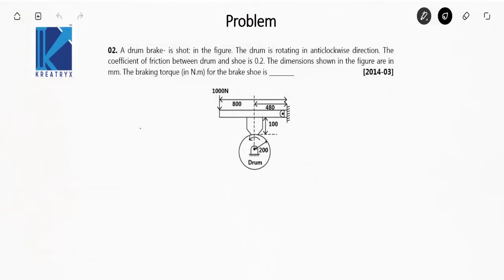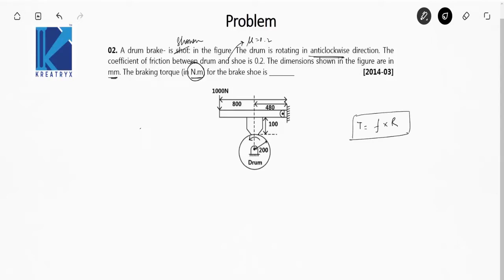A drum brake is shown in the figure. The drum is rotating in anti-clockwise direction. The coefficient of friction between drum and shoe is 0.2, that is mu is 0.2, and the dimensions are given in the figure, and they are in mm. The braking torque in Newton meter. Take care of the units, you have to find the braking torque in Newton meter for the brake shoe. So for this brake shoe, the braking torque is equal to friction force into radius of the drum. This is what we have to find.